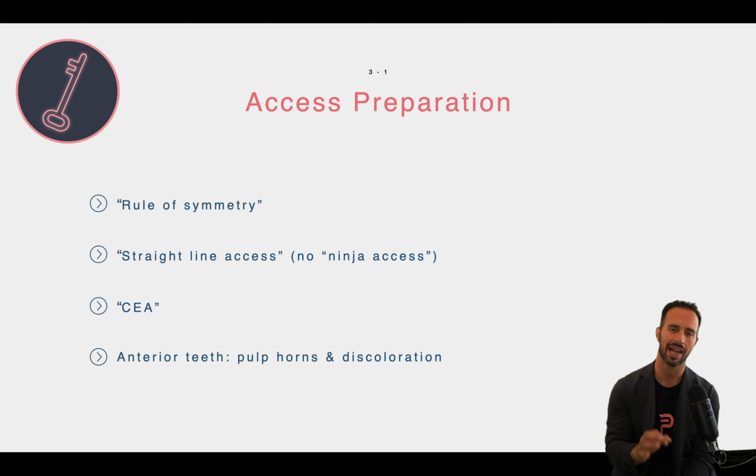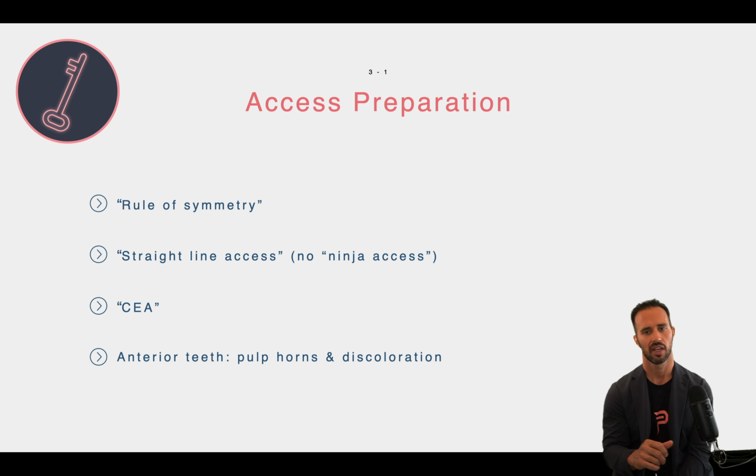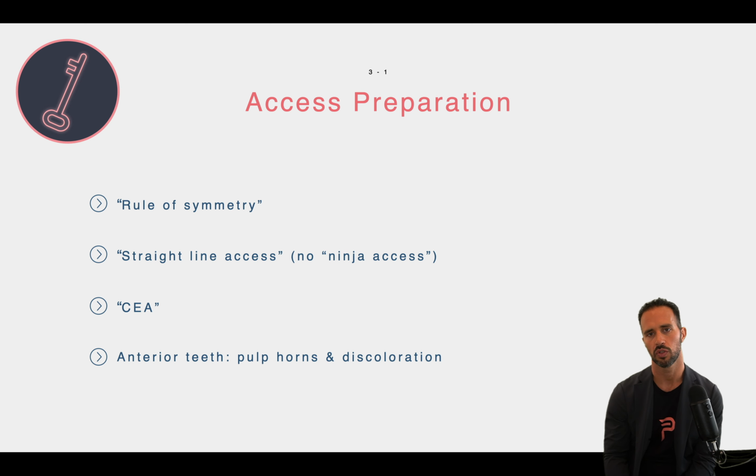Also, straight line access is super important. It's tempting to perform super conservative endodontics and perform what they call a ninja access, where you have a little pinhole that you have prepared and you're attempting to look for all these root canals through a little pinhole. Studies have shown that you don't really gain a whole lot of fracture resistance long term when you perform these tiny little ninja access preparations. And you're really just going to set yourself up for aggravation.